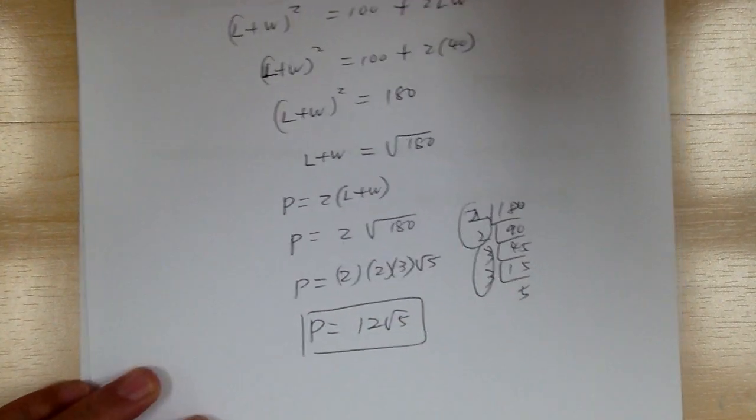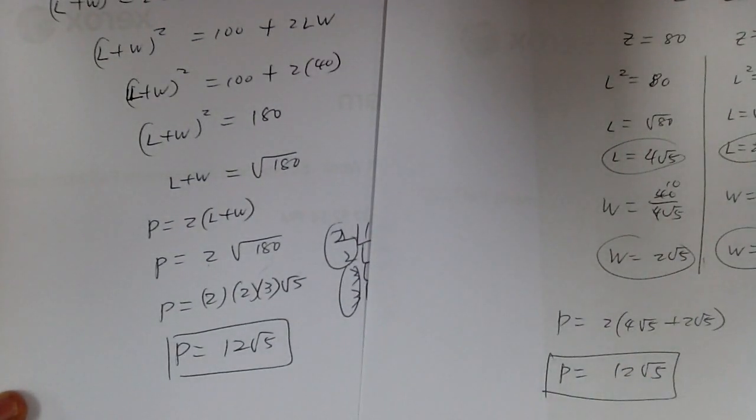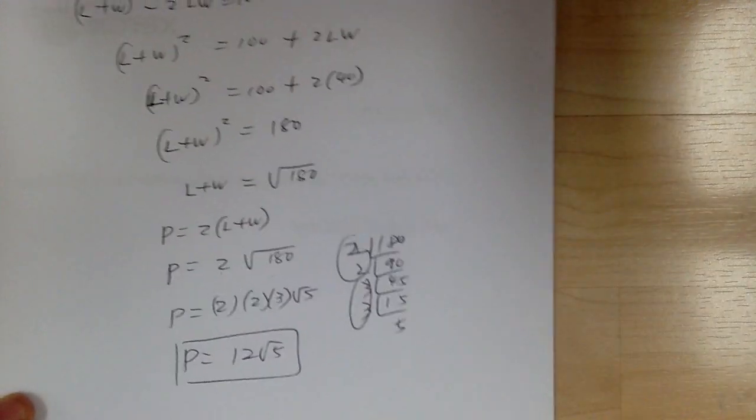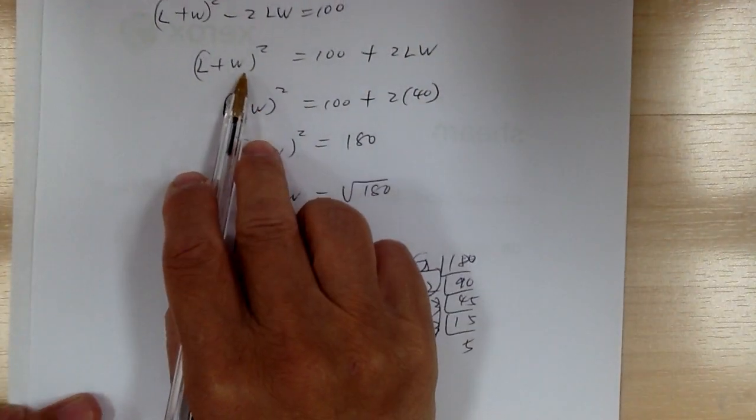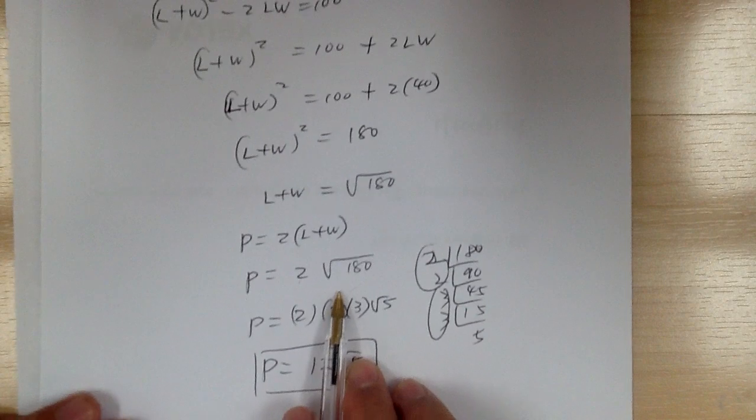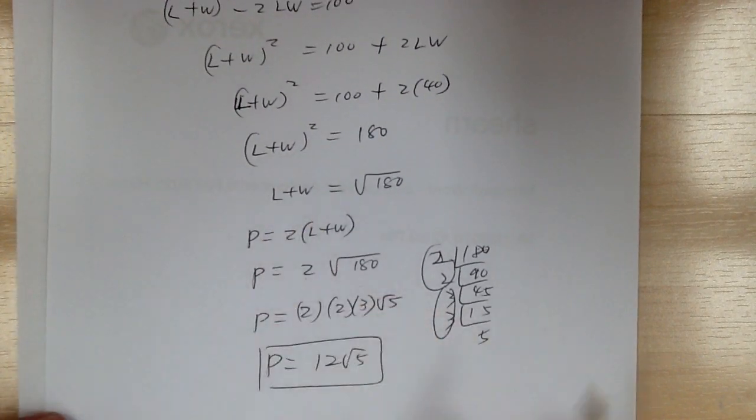Okay, so either method. This one is more straightforward, but it takes longer. With this one, you have to really know your factoring really well, and you can do a little bit of a shortcut. So you don't have to solve for L and W individually.